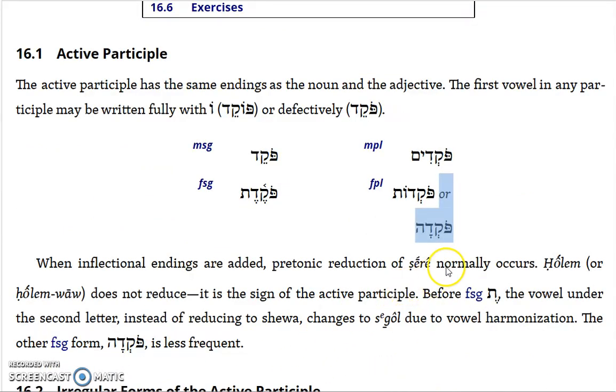Now I note in this paradigm, in at least the edition of Ross on Logos as of the time of this recording, that pocada is misplaced. It should be under the feminine singular as an alternative feminine singular form. So the more common form is a segolate type feminine, pocadet, whereas an alternative would be pocada. But it doesn't belong here, it belongs to the left.